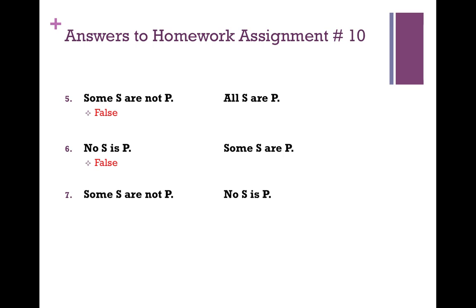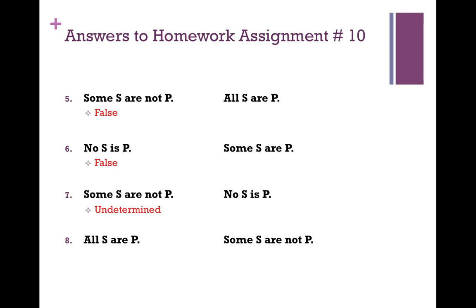Assume some S are not P. If this is the case, then the truth value of no S is P is undetermined. Some S are not P might be true because it is also true that no S is P, in which case no S is P would be true. But it also may be true because some S are not P and some S are P, in which case no S is P would be false.